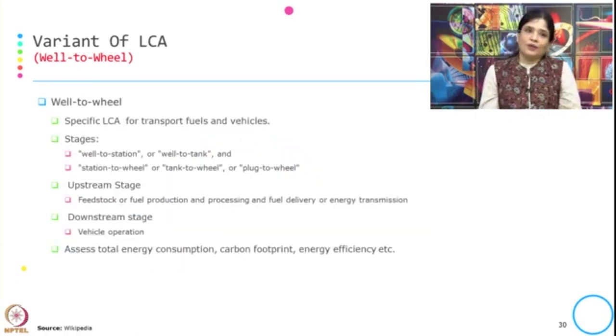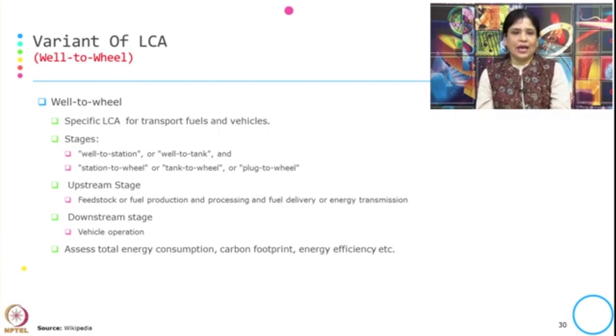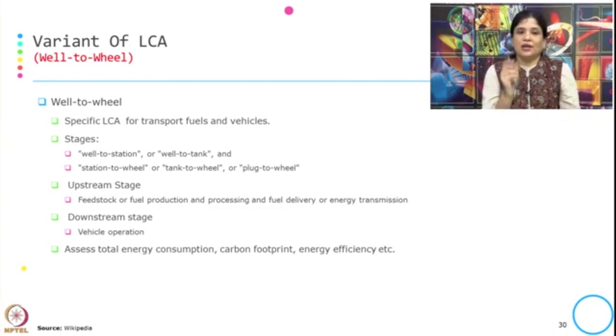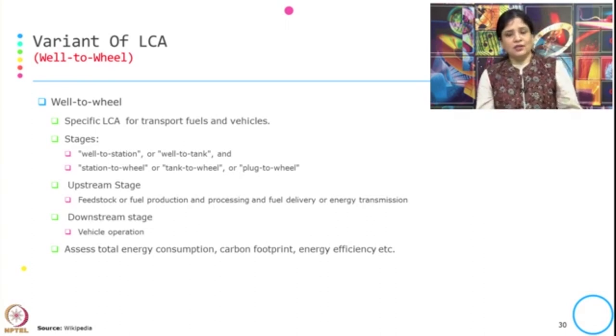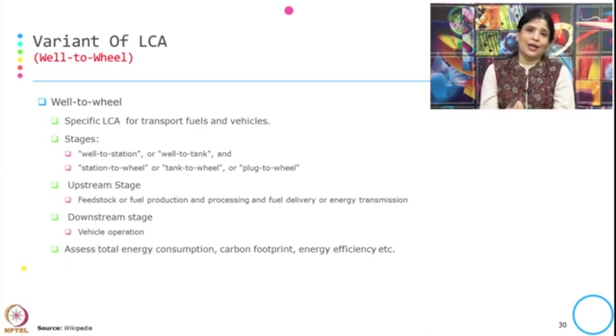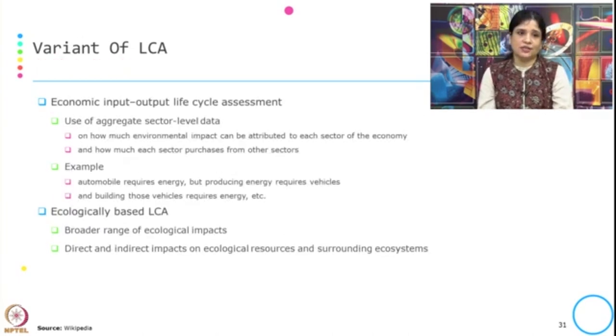Then there are a few more variants of LCA. One is well to wheel, which is a specific LCA for transport fuels and vehicles. And here the stages are: well to station, getting the fuel from well to station, well to tank, station to wheel, tank to wheel, plug to wheel, depending on the goal and scope. Typically the variant of LCA is taken from the source until the time when it ends. Then the upstream stage typically consists of feedstock or fuel production and processing, or fuel delivery or energy transmission, and the downstream stage typically consists of the vehicle operation. And regardless, in all the variants, the tool assesses the total energy consumption, carbon footprint and energy efficiency.